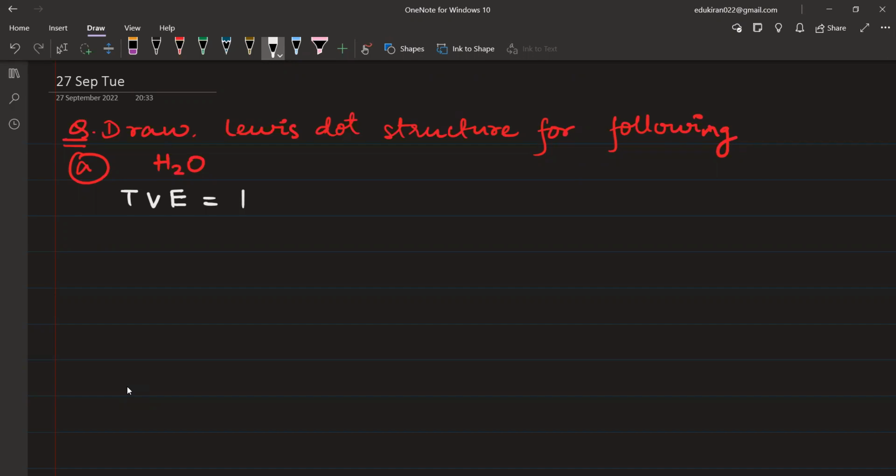So 1 valence electron in hydrogen, and there are 2 hydrogens, so multiplied by 2, plus how many in oxygen? How many valence electrons in oxygen? 6. Yeah. So this will give you a total of how many valence electrons? 8 electrons. What is the next step?